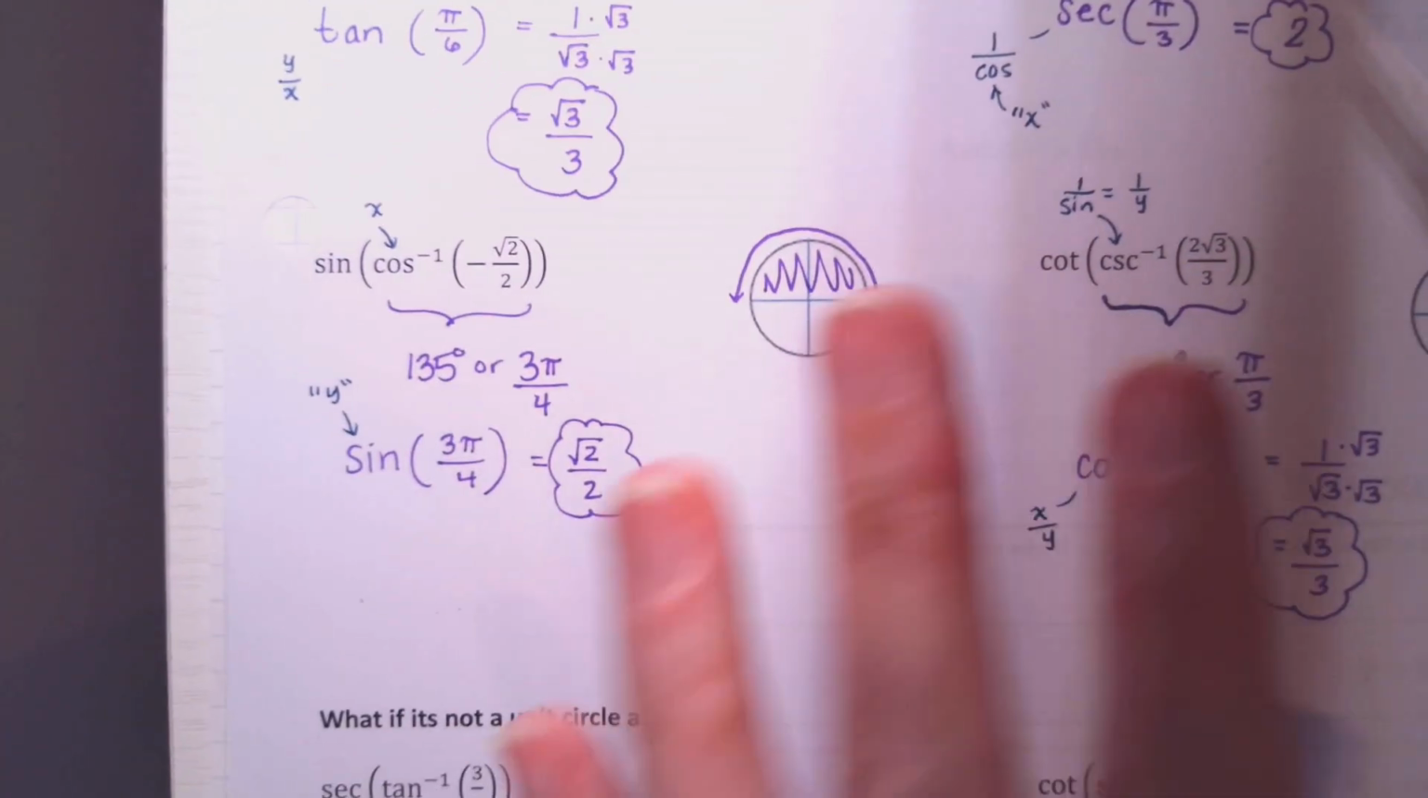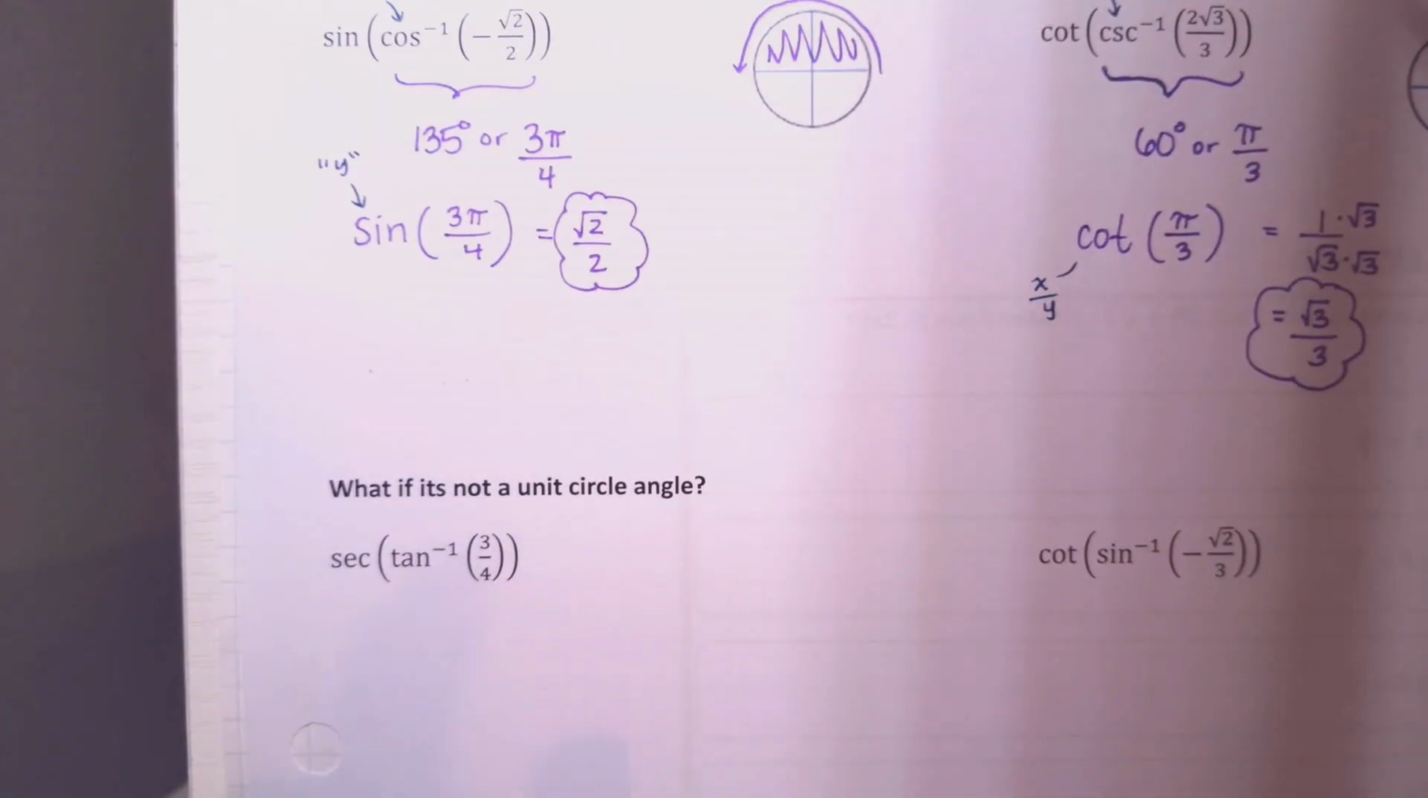So the next section says, what if it's not a unit circle angle? So when you look at both of these, okay, we have inverse tangent of 3/4 and inverse sine of negative root 2 over 3. This is not in any of the points on the unit circle, and this is not in any of the points in the unit circle. There's similar to this, but this itself is not on the unit circle.